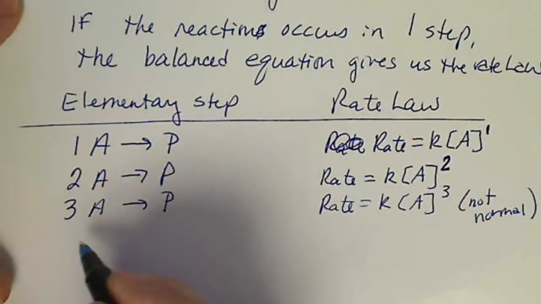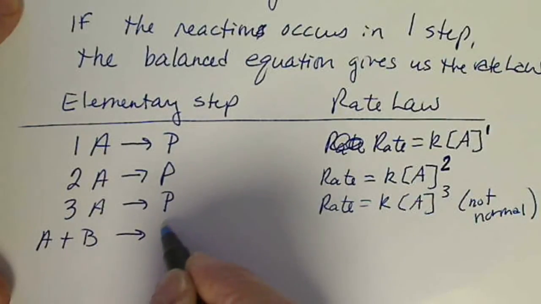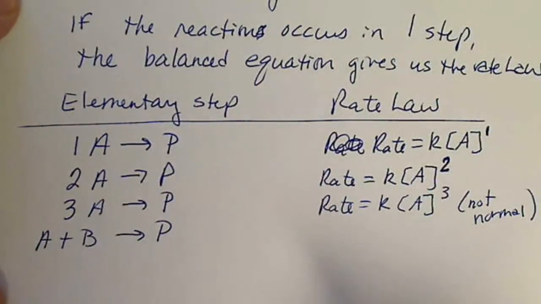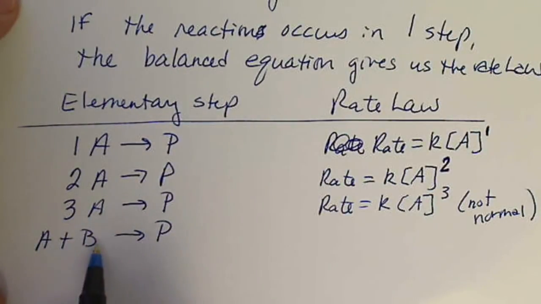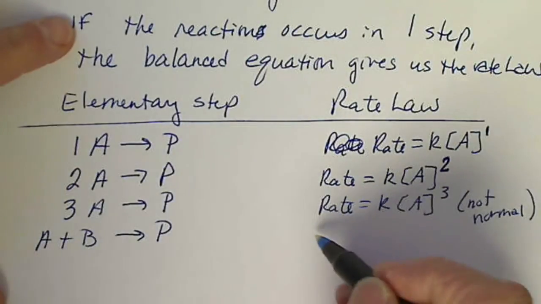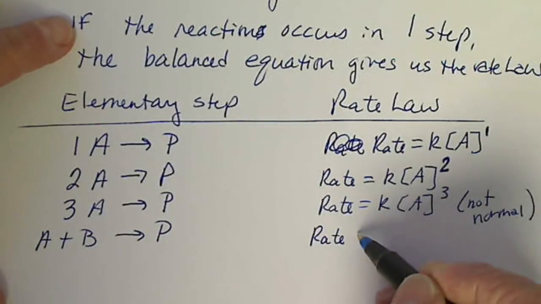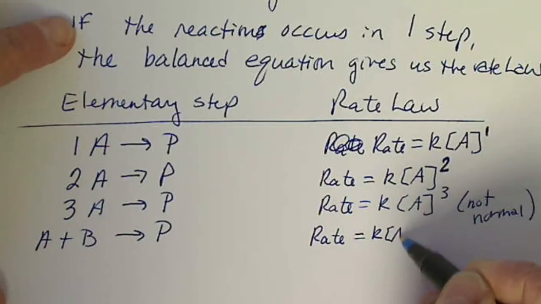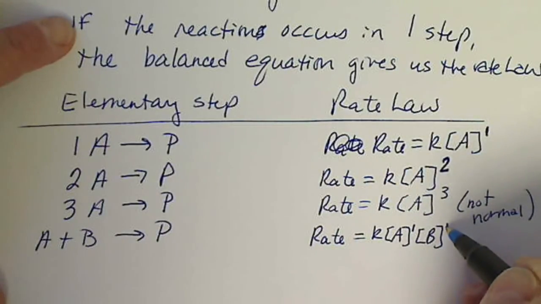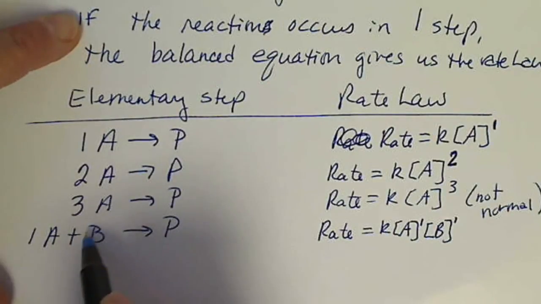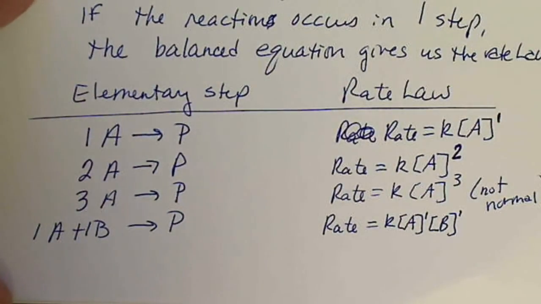We could also have 2 reactants, A plus B, making products in one step. So that's really the thing here. An elementary step means A plus B slam into each other and make products in one step. In this case, the rate law would be k[A] to the first power, [B] to the first power, because the number of moles here is understood to be 1.